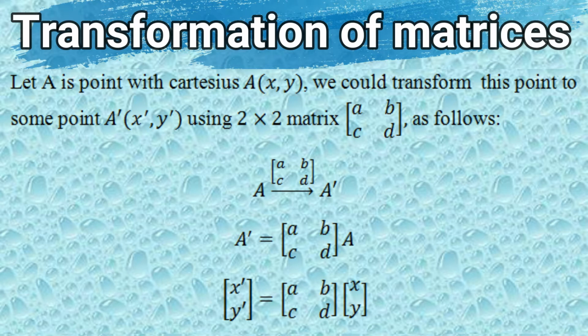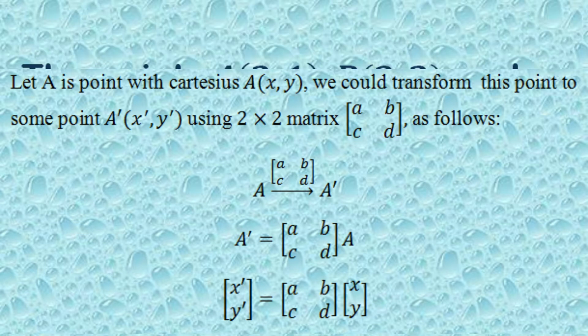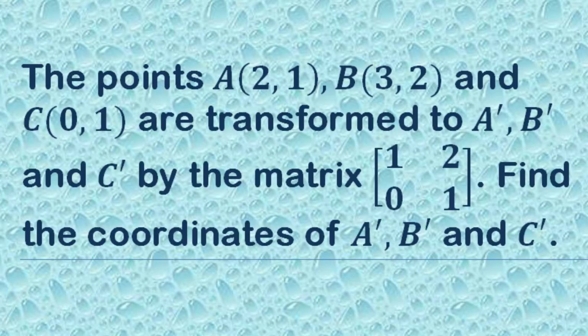So A is transformed to A accent. A accent equals the multiplication between the transformation matrix and A. So x accent, y accent equals the matrix a, b, c, d multiplied by the matrix x, y, which is the coordinate of A. For example, the coordinates of A, B, and C listed here are transformed to A accent, B accent, and C accent by matrix 1, 2, 0, 1.